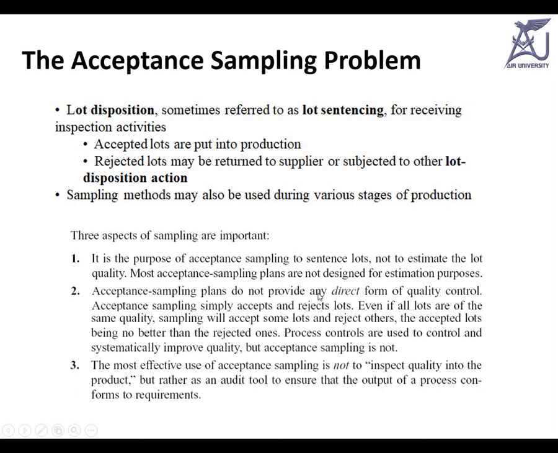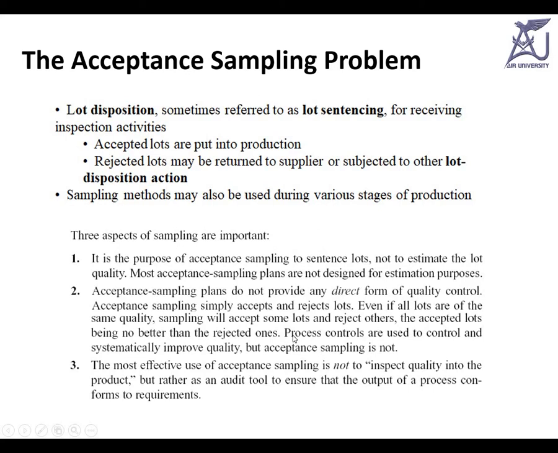Acceptance sampling plans do not provide any direct form of quality control. They are just used to simply accept the lot or reject the lots. Even if all the lots are of the same quality, sampling will accept some lots and reject others, the accepted lots being no better than the rejected ones. That is basically a hint about type 1 and type 2 error, which we will study later on. Process control is used to control and systematically improve the quality, but acceptance sampling is not.